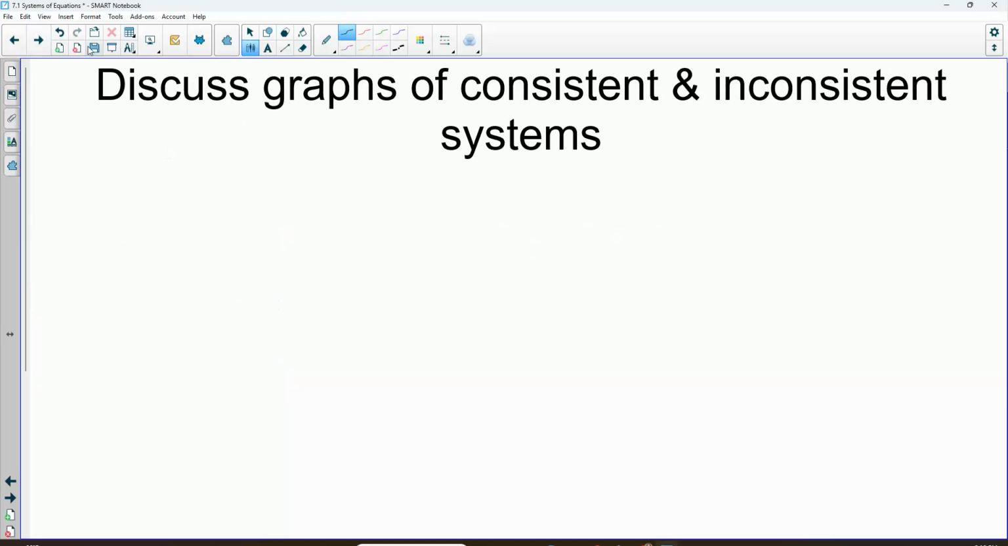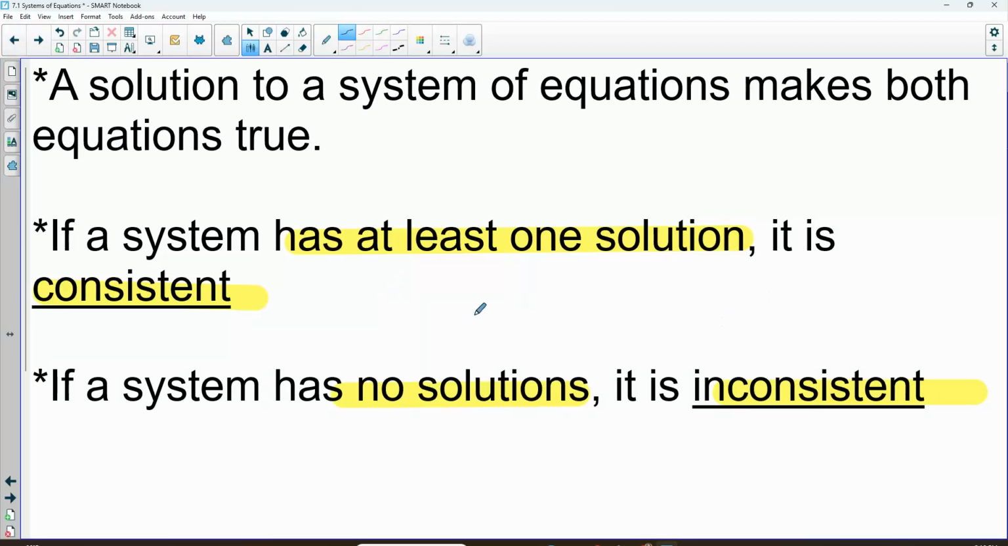So, in terms of the graphs, if it has a solution, that's a consistent system. That means when you graph it, you have two lines that meet somewhere. So that point where they meet is our solution. Inconsistent. How could I have two lines that never meet? Parallel lines.